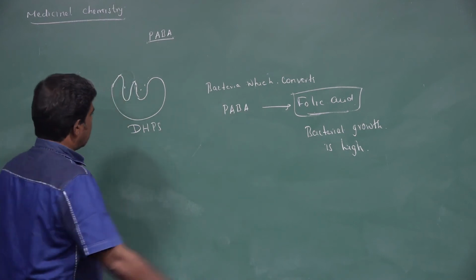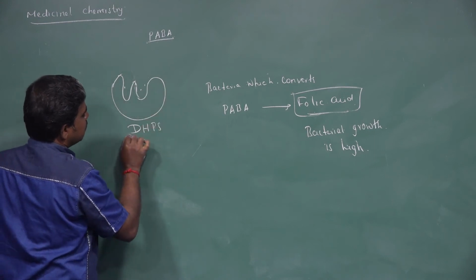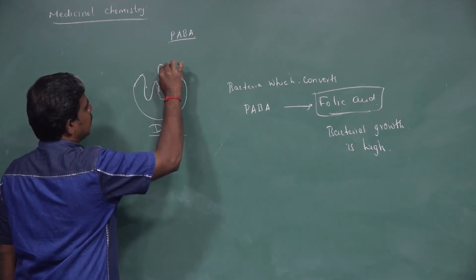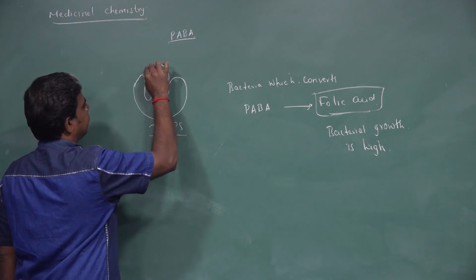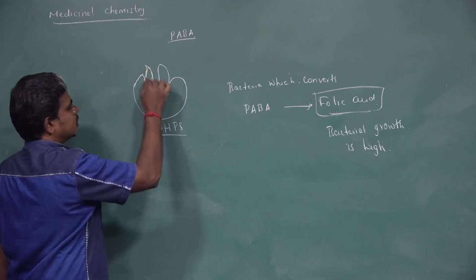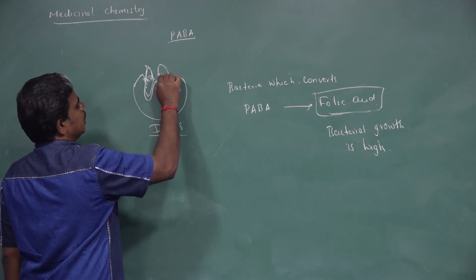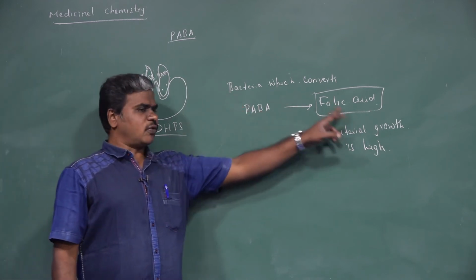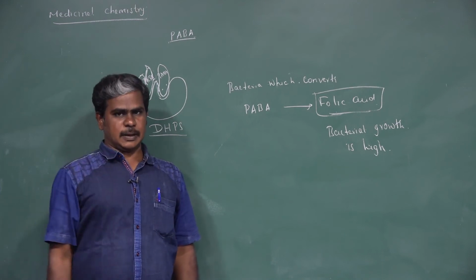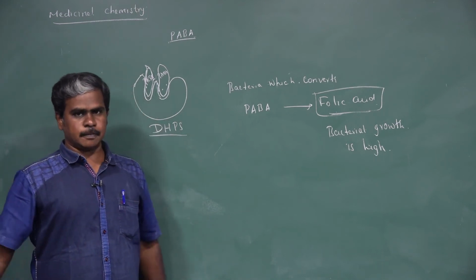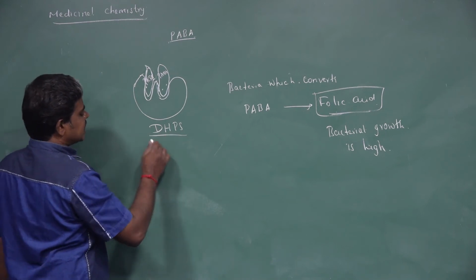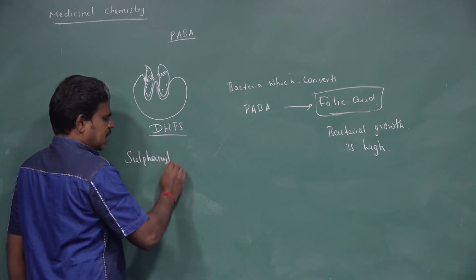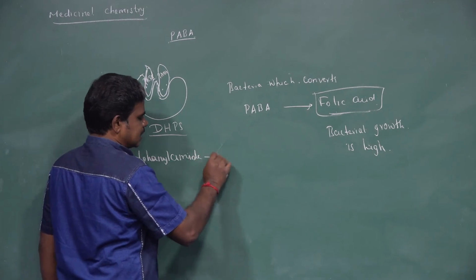So what will happen here? The PABA will be attracted to the enzyme, on those active sites. So here there is a PABA, and here it is also PABA. Then the bacteria converts PABA into folic acid, so the bacterial growth will be very high, and it will affect the human body. Then what will happen if you take sulfonylamide? You take sulfonylamide. So sulfonylamide is taken as a drug.